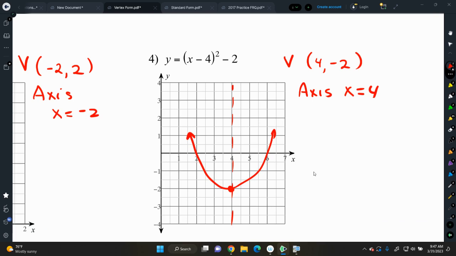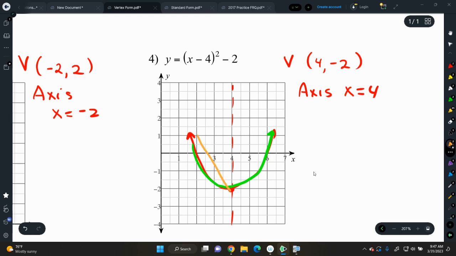When you draw the parabola, make sure it has that curve to it. Okay? It is not an absolute value. If you draw it with a straight line, that's an absolute value equation. It's not absolute value. You have to have that curve to it.